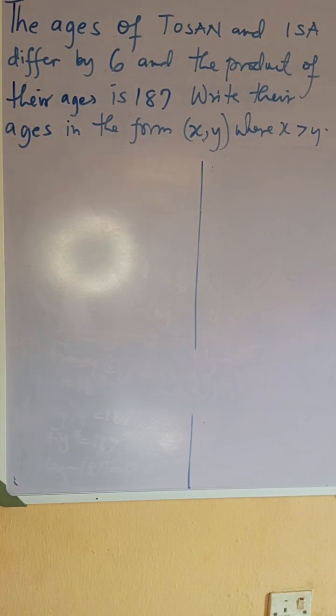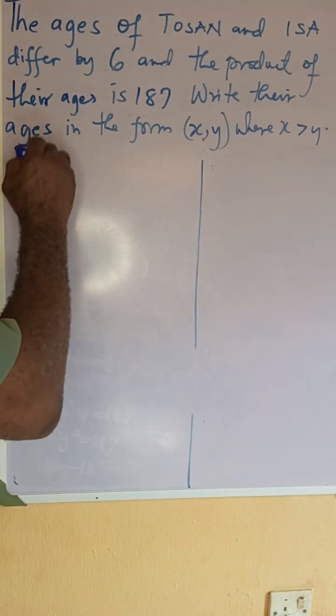Let me quickly show you how to solve this kind of problem. The ages of Tosa and Esa differ by 6, and the product of the ages is 187. Write their ages in the form SY, where S is greater than Y. Okay, we start right away. Solution.